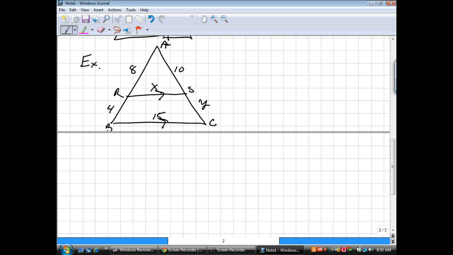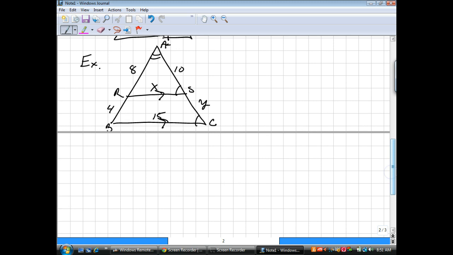So first of all, we know the triangles are similar because since RS is parallel to BC, we know this angle must be congruent to this angle. And triangle ARS and triangle ABC share angle A. So I have two angles of one congruent to two angles of another.